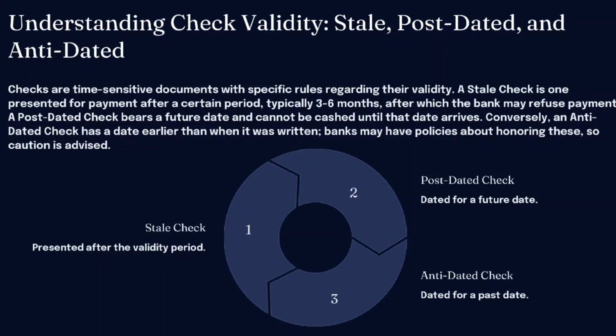Checks are time-sensitive documents with specific rules regarding their validity. Let's break them down. A stale check is one presented for payment after its validity period, typically 3 to 6 months, and may not be honored by banks. A post-dated check bears a future date and cannot be cashed until that date arrives. An antedated check has a date earlier than when it was written. Banks may have policies about honoring these checks, so caution is advised when using them.